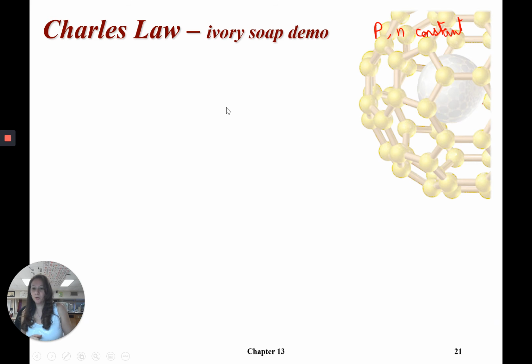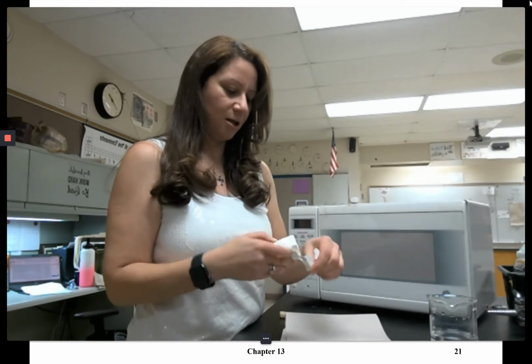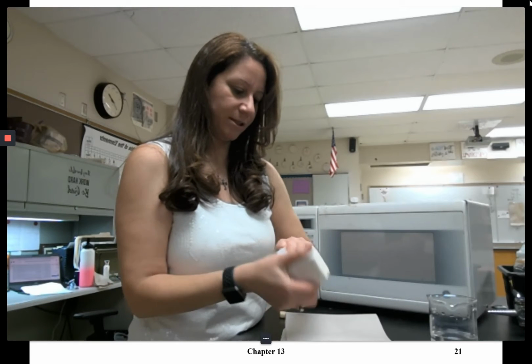So we're going to look at our demo here, which is ivory soap in the microwave. What we're going to do is take some ivory soap. Ivory soap has a very distinct odor to it. It is also unique in that it has a low density. So I'm going to take some of this out here.